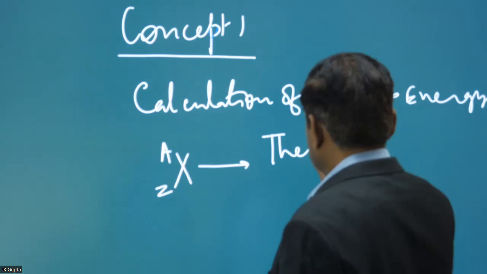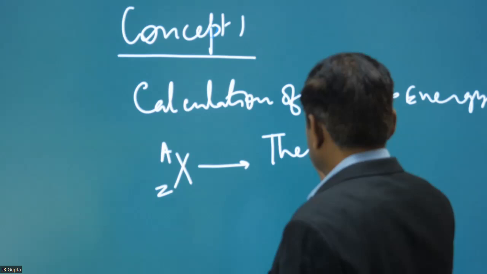Now see, the actual mass of atom X will be given. This calculation, the actual mass of the atom Mx will be given to you. So this mass of the atom includes the mass of the electrons also. If we don't ignore the mass of the electrons, then the actual mass of the nucleus equals Mx minus Zm.